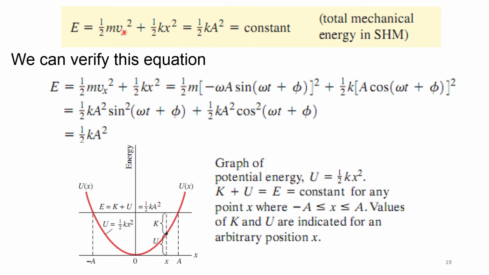Then, the total mechanical energy is a constant because the spring constant is a constant and the amplitude is a constant. This diagram shows how potential energy varies. At minus A, the potential energy is maximum. When x is equal to 0, the potential energy is equal to 0. And when x equals A, the potential energy is maximum. And the total mechanical energy, which is equal to the sum of potential energy and the kinetic energy, is equal to 1 over 2 kA squared, which is a constant.